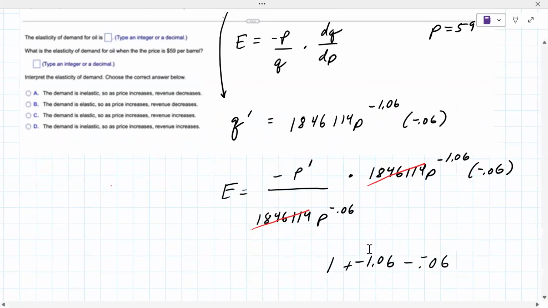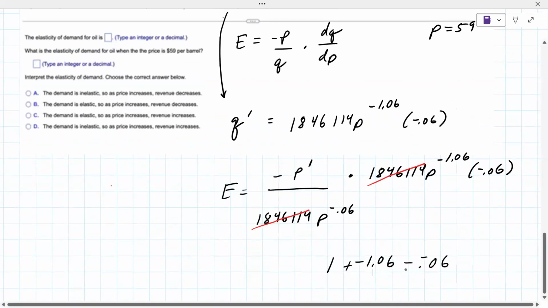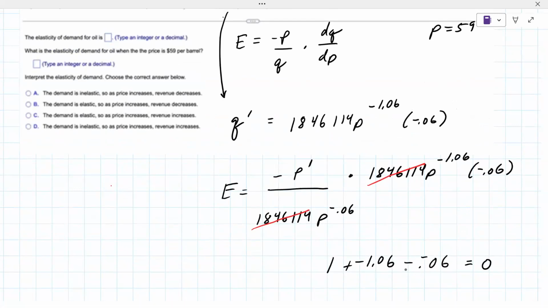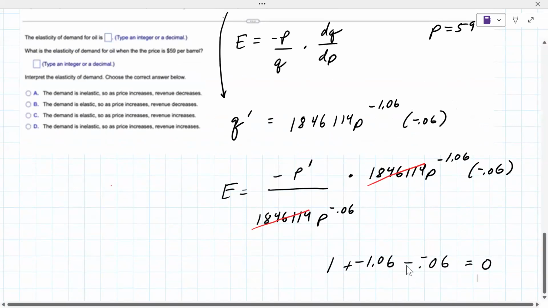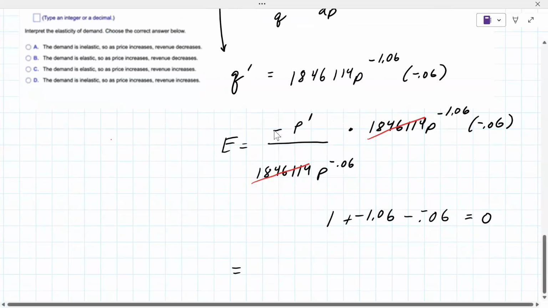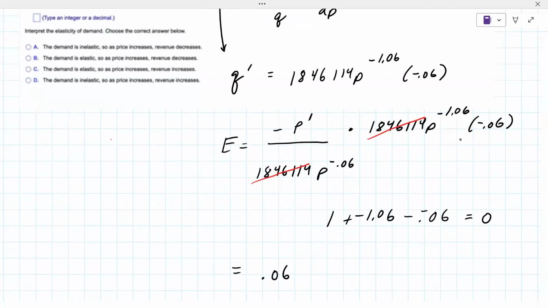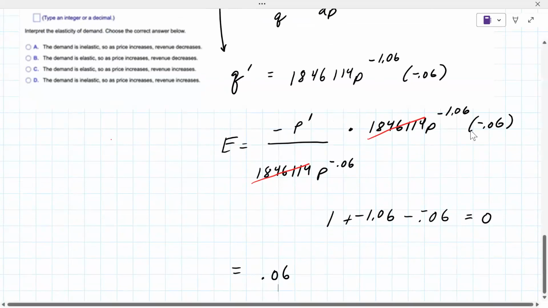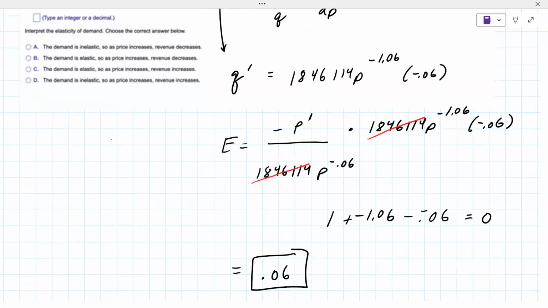All right, so this becomes 0, because the double negative becomes plus: 1 plus 0.06 is 1.06, minus 1.06 becomes 0. So this becomes 0. And then the only thing that's left over is the negative in front of this, and this negative becomes 0.06. That's all that's left. That's your answer to box 1.